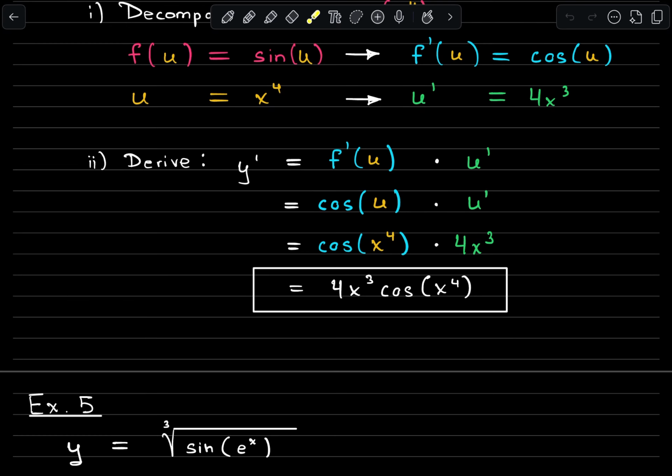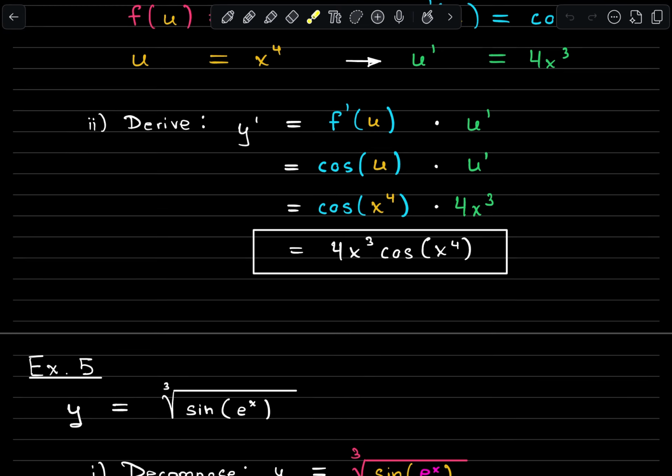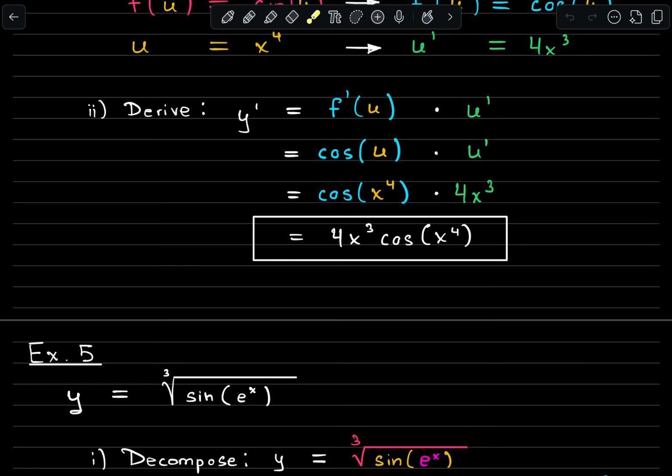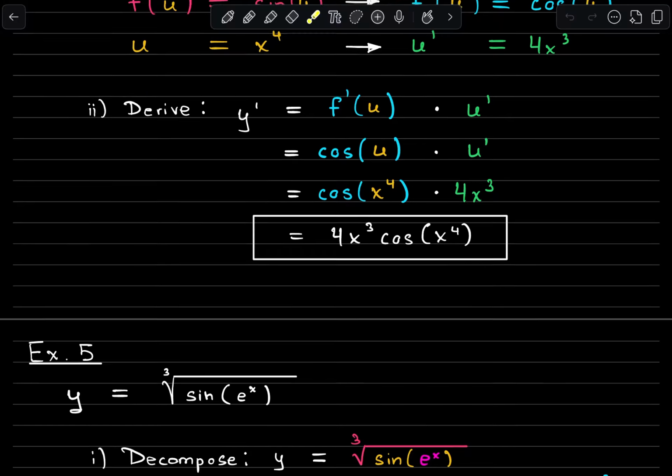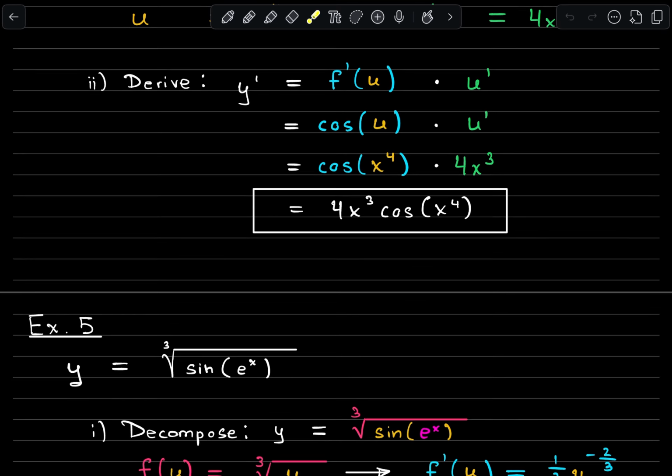Okay, example 5. This one is actually going to be slightly more complicated because if you notice, we've got cube root of sine of e to the x. We've actually got 3 different functions going on here. We've got the cube root in red, we've got sine in yellow, and then we've got e to the x in pink. So there's 3 functions on x happening here.